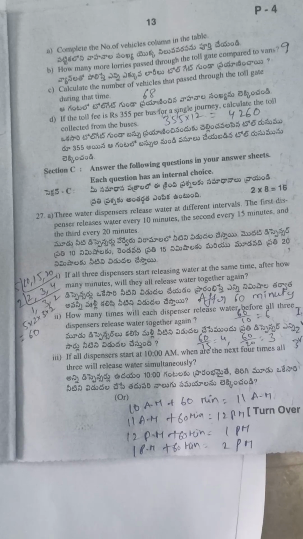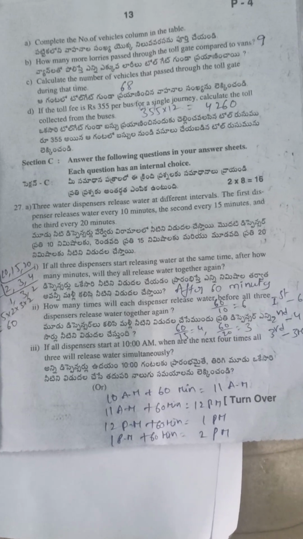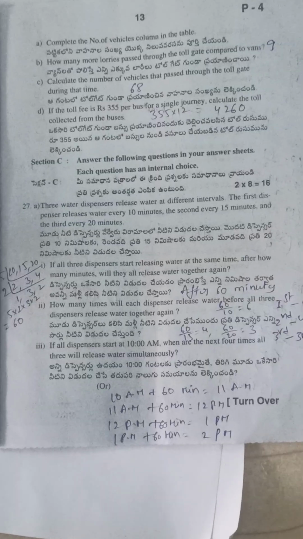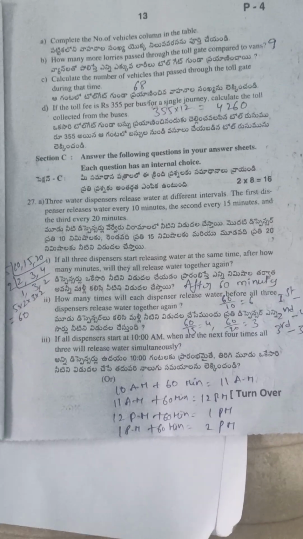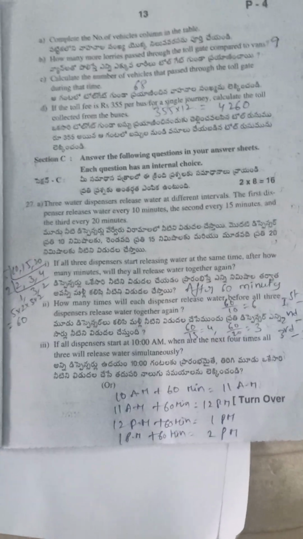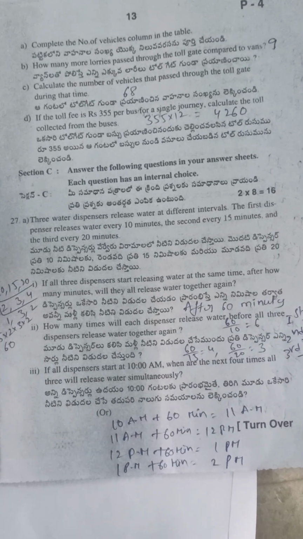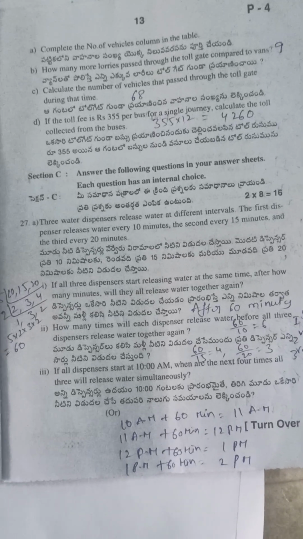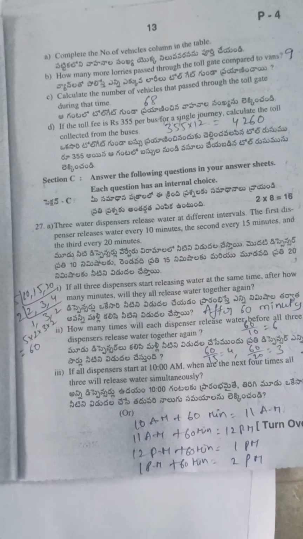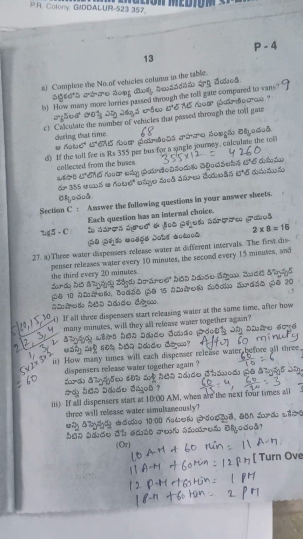Next, 3 water dispensers release water at different intervals. The first dispenser releases water every 10 minutes, second every 15 minutes, third every 20 minutes. If all 3 dispensers start releasing water at the same time, after how many minutes will they all release water together again? That is 60 minutes. We take the LCM.